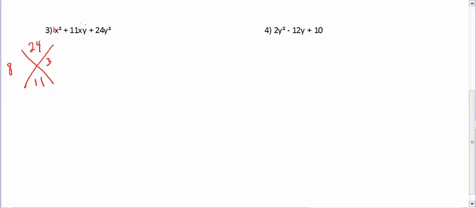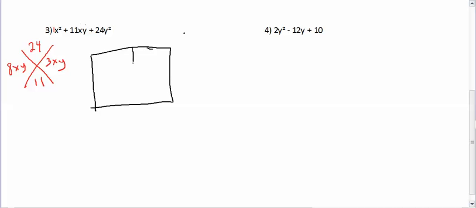8 and 3. I put both variables here, the x and the y. Create my box. Okay, so create your box. Alright, so now the first term goes in this box. The last term will go in this box. These two will go wherever you want to put them, but remember they both have to have both variables.